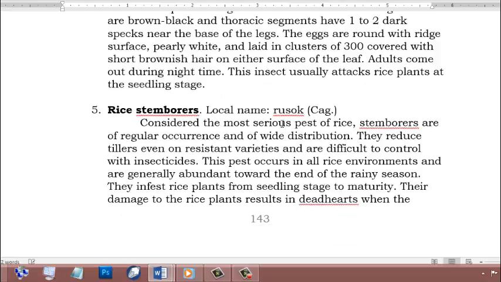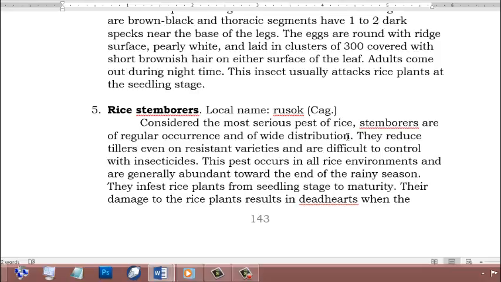Next, we have stem borers, local name rusuk. Considered the most serious pest of rice. Stem borers are of regular occurrence and wide distribution. They are the most serious pest of rice because they eat the heart or the center leaf of the rice. So when the rice panicle comes out, it is dead white because of this attack of stem borers.